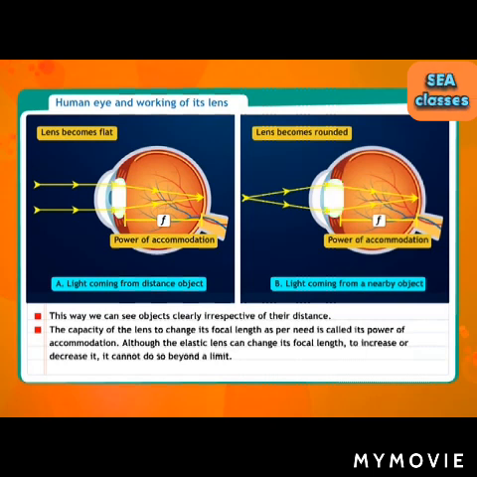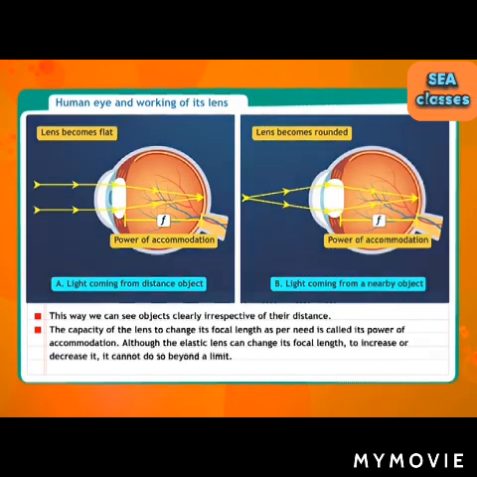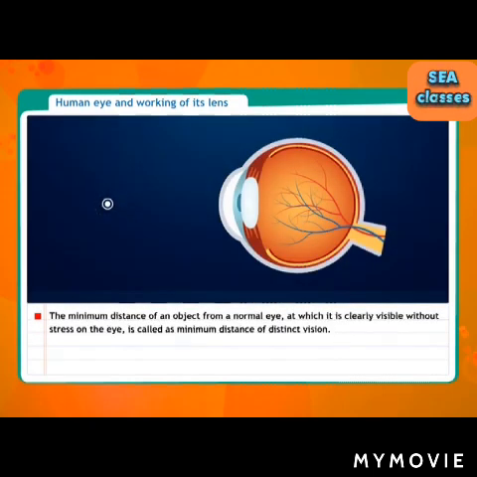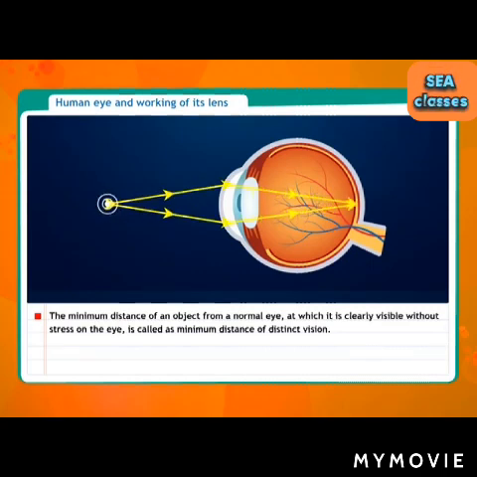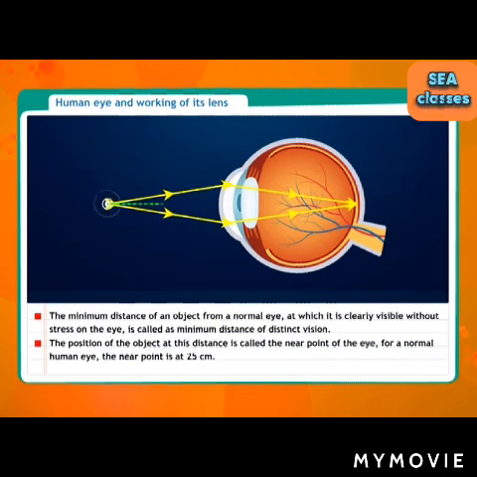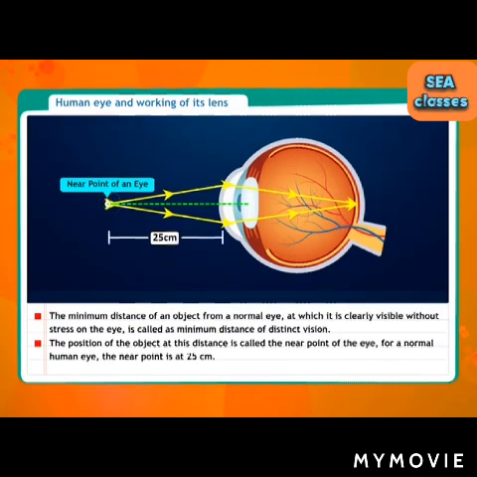Although the elastic lens can change its focal length to increase or decrease it, it cannot do so beyond a limit. The minimum distance of an object from a normal eye at which it is clearly visible without stress on the eye is called the minimum distance of distinct vision. The position of the object at this distance is called the near point of the eye. For a normal human eye, the near point is at 25 cm.